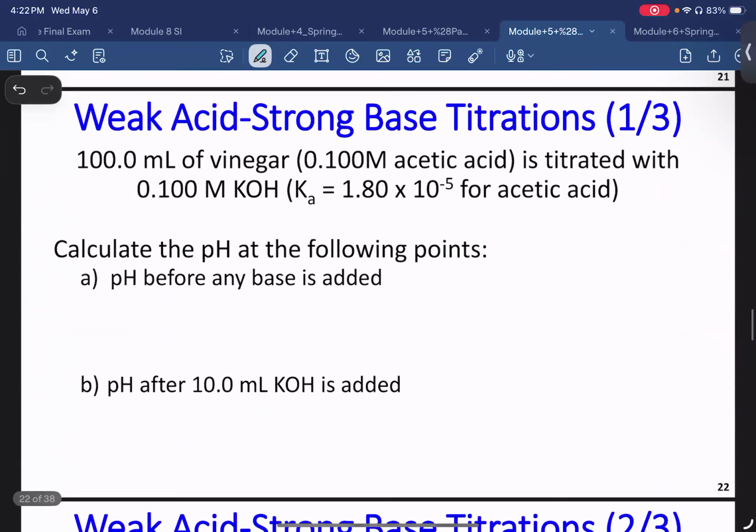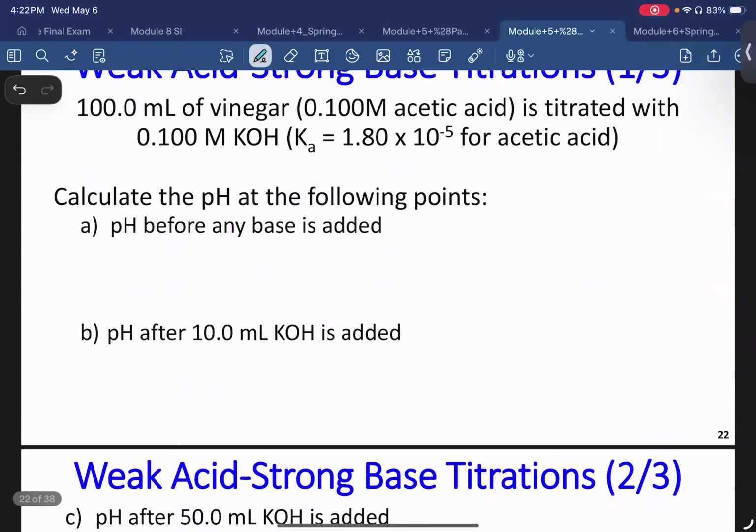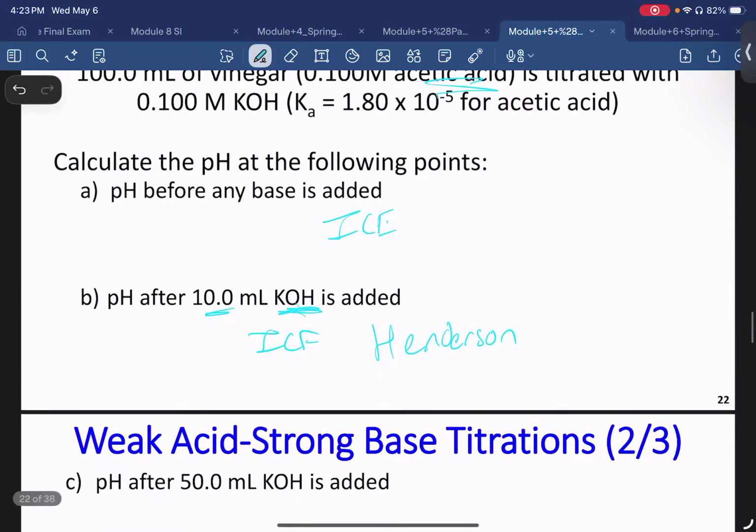And likewise here, this is the weak acid, strong base titration. So first things first, A is going to be ICE, right? You have a weak acid, so this is the same kind of question as before. B is going to be ICF, right? You're adding a base to this. And when you add a strong base to a weak acid, you're going to produce its conjugate. And that's why you can use Henderson-Hasselbalch afterwards. Because KOH is the thing that runs out or is used up, you're going to be left with weak acid and its conjugate. So that's why you can use Henderson. So B is ICF followed by Henderson.